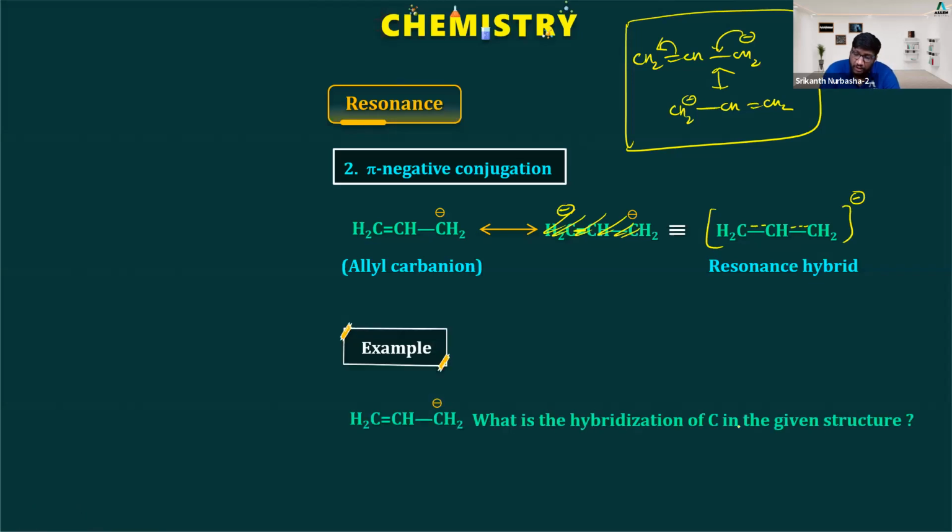What is the hybridization of carbon in the given structure? What is the hybridization, sp2 or sp3? Or sp?